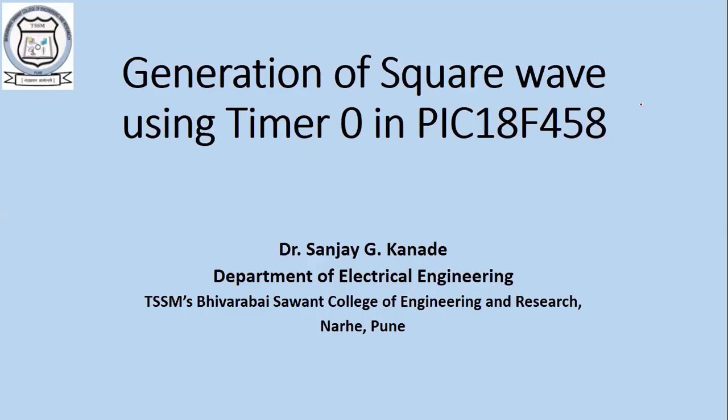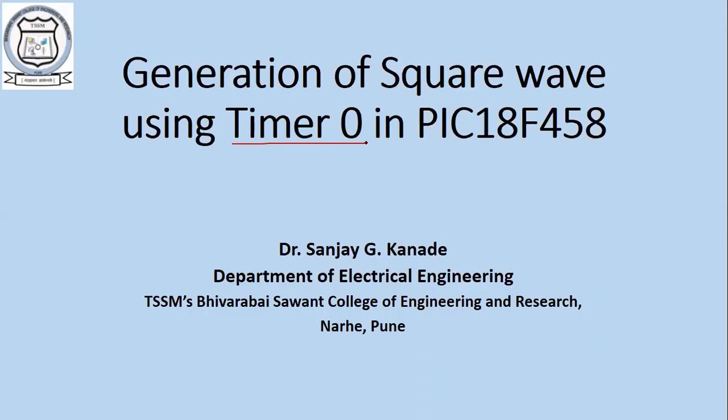Some of these things we have already seen earlier, but for the sake of completeness of this lecture, I'm going to cover the complete process of writing this program, in fact solving this problem. When we want to generate a square wave, there are certain steps that we will have to follow. Because we are going to use timer 0, we will have to program or configure the timer 0 for this particular task.